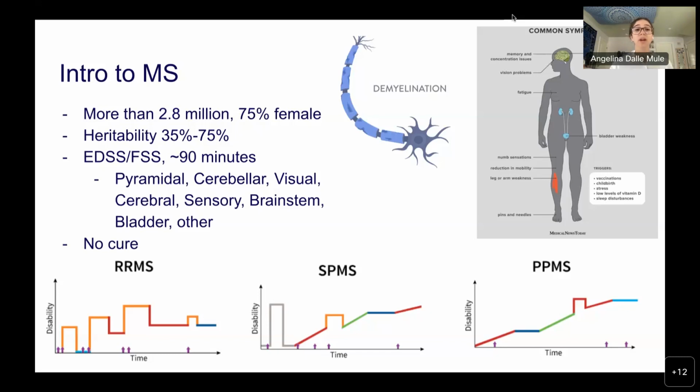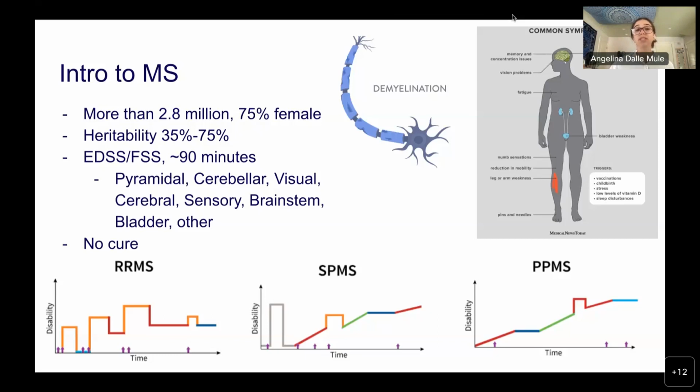Right now, there are more than 2.8 million people that have multiple sclerosis, and I say more than because it's very likely that more people have not been able to be diagnosed. 75% of these people are female. The heritability is kind of varied right now because we don't know very much about multiple sclerosis. It's from 35% to 75%.